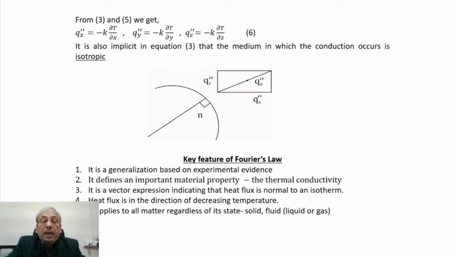Now, what are the key features we get from Fourier's law? It is a generalization based on experimental evidence. It defines an important material property, which is thermal conductivity. Its unit is watt per meter Kelvin. It is a vector expression indicating that heat flux is normal to an isotherm. The heat flux is always in the direction of decreasing temperature. Decreasing temperature means favorable temperature gradient.